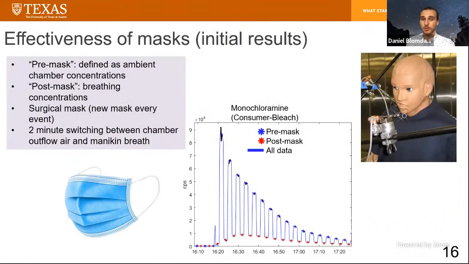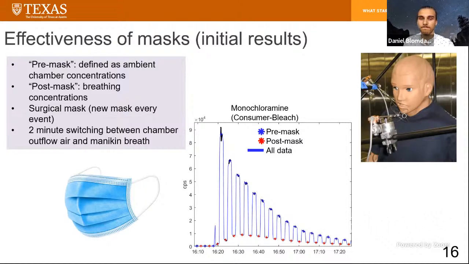Finally, we'll look at some pilot results of the effectiveness of different masks. I defined the pre-mask concentration as the ambient chamber concentration and post-mask as what a person would actually breathe in. We used a breathing mannequin. We named him Steve. And every 2 minutes, we would switch between an inlet in the chamber air and the breath. And you can see here that this is all the data. So you can see that every 2 minutes, we switched between the different lines. And you can see the mask did a pretty good job of filtering the monochloramine.